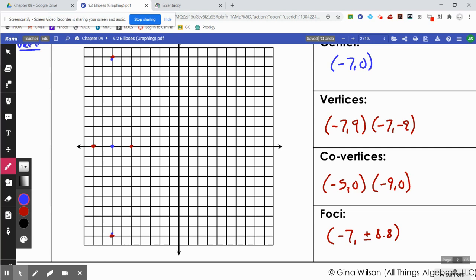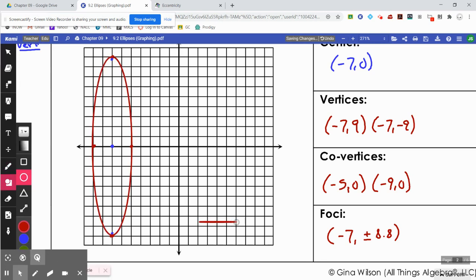And the reason this ellipse is so elongated is because those foci are so close to the vertices, and here is your ellipse. There you go. And the next one.